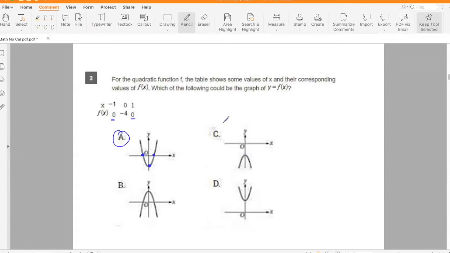Here there are no x-intercepts, so this can't be the answer. Here the y-intercept is +4, so this can't be the answer. And here again, there are no x-intercepts.